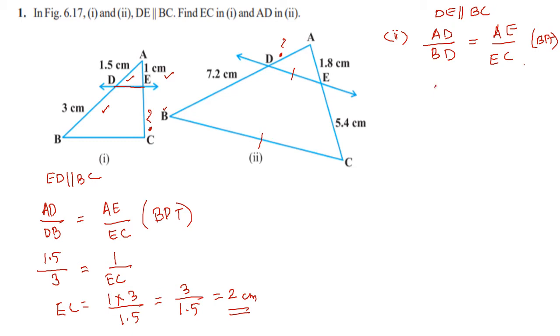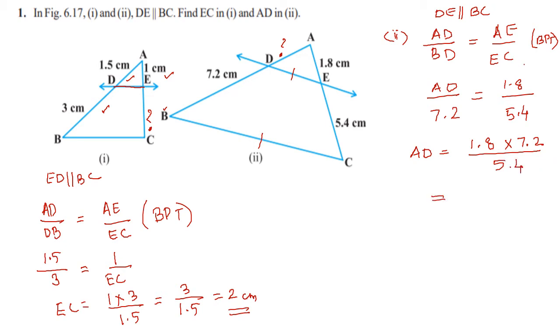So AD we don't know. We write it as AD by BD. We get it as 7.2. That is equal to AE is 1.8 by 5.4. Now how do we get AD? AD is equal to, we'll get it as 1.8 into 7.2 by 5.4. Now we have to find the answer.